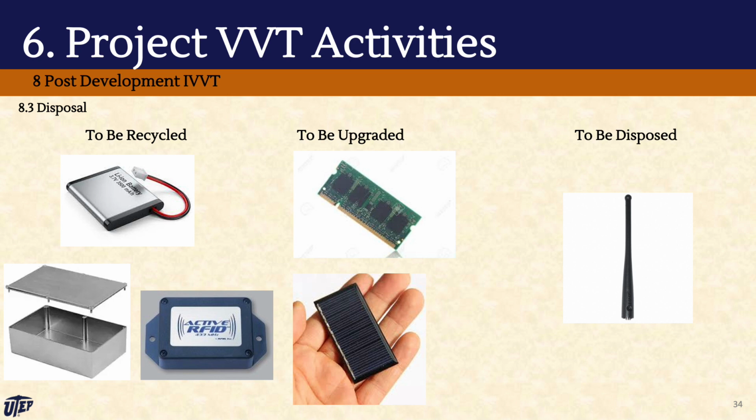We also decided to upgrade the solar panel and the RAM as they are components that can be easily replaced in a new STCT. The old components could also be recycled for their metal parts. Finally, we decided that the antenna could be disposed of as there is not much useful material to be recycled. However, it could be switched to the upgrade category if needed.